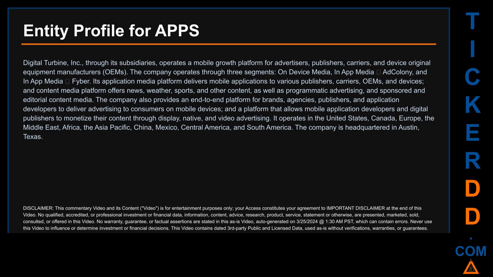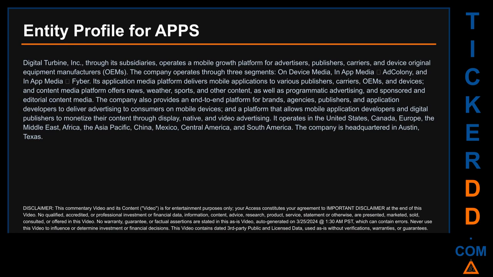Digital Turbine, Inc., through its subsidiaries, operates a mobile growth platform for advertisers, publishers, carriers, and device original equipment manufacturers, OEMs. The company operates through 3 segments: on-device media, in-app media ad colony, and in-app media fiber. Its application media platform delivers mobile applications to various publishers, carriers, OEMs, and devices.